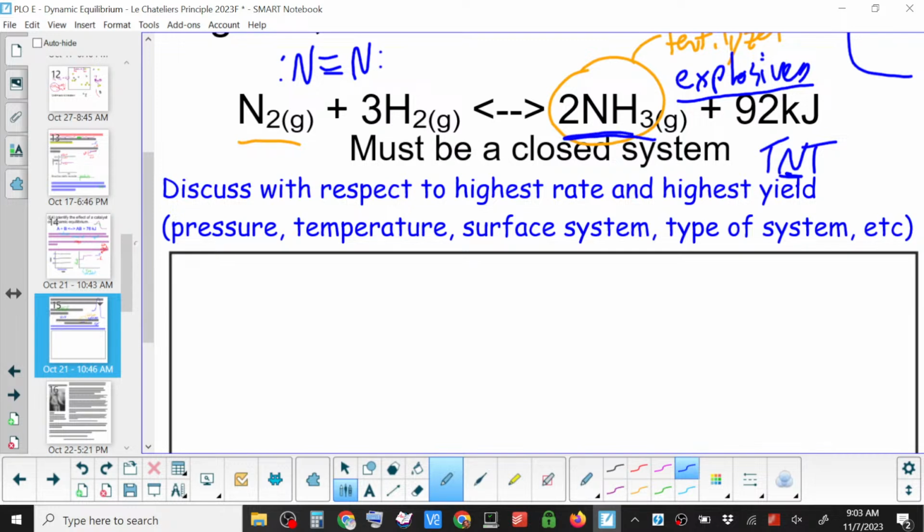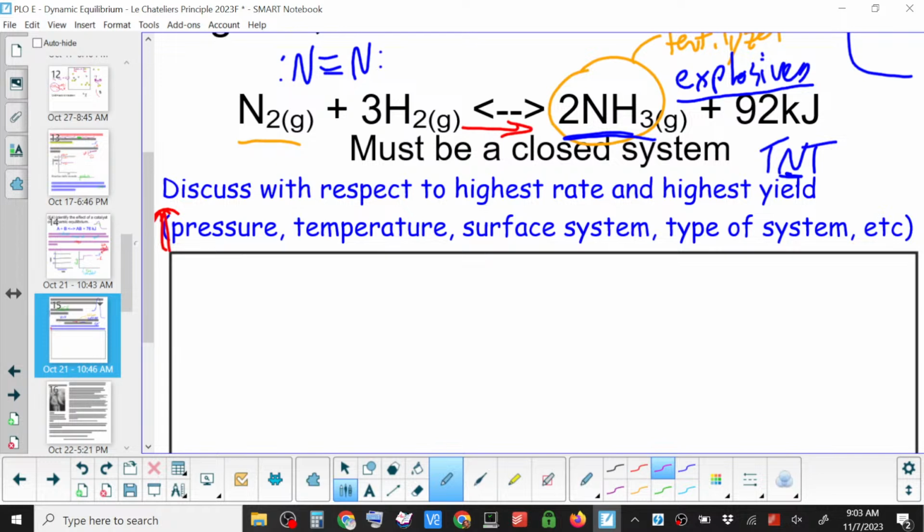And he did it. If this was your problem, how would we adjust this equilibrium, given what we know about it? It is all gases. With respect to pressure, temperature, surface area, what type of system should this be, do we have to do anything, worry about anything? So with pressure, what kind of pressure do we want? Increase the pressure. Why? Because there's less molecules on the right side. So with that one, we will shift it to the right.